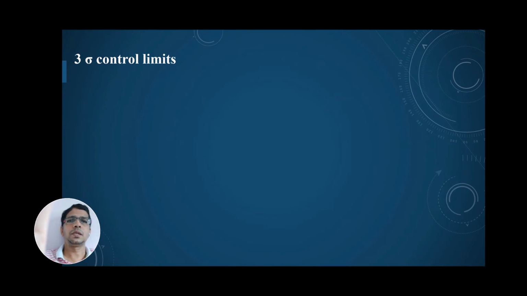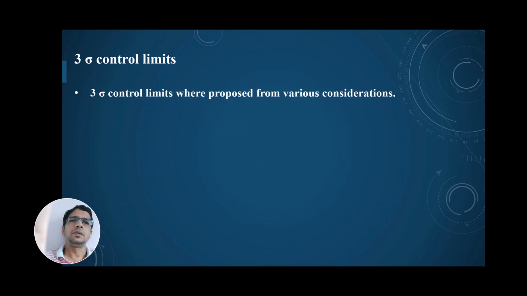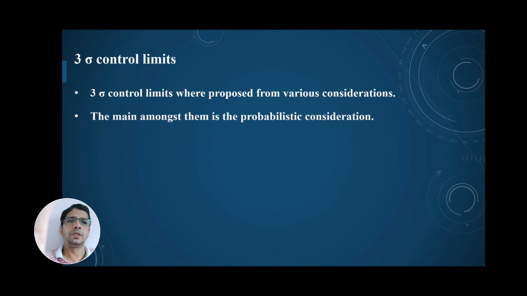Now, why 3 sigma control limits? We have seen earlier in the diagram there is a band of 3 sigma control limits. That means the distance between the central line and the upper control limit, or between the central line and the lower control limit, was 3 sigma. So why 3 sigma? Let us see the reason. 3 sigma limits were proposed from various considerations, and one of the most important is the probabilistic consideration.